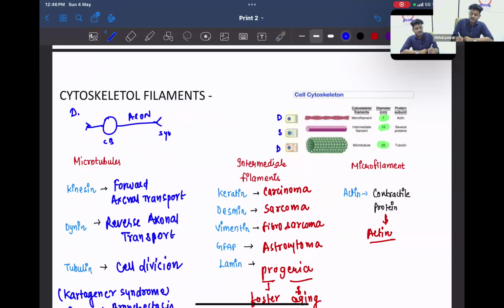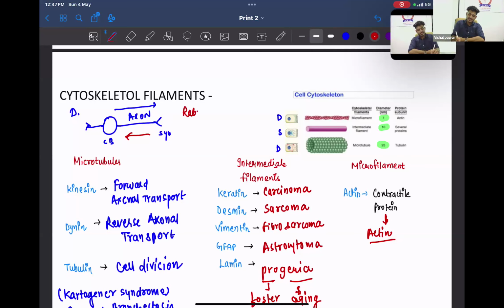Forward axonal transport means everything is going in this direction. That means from the brain, every piece of information is going below from the cell body to the synapse. This is forward axonal transport. What is reverse axonal transport? That means now the information is going in the backward, opposite direction. Two diseases are going to have this dynein mutation of reverse axonal transport.